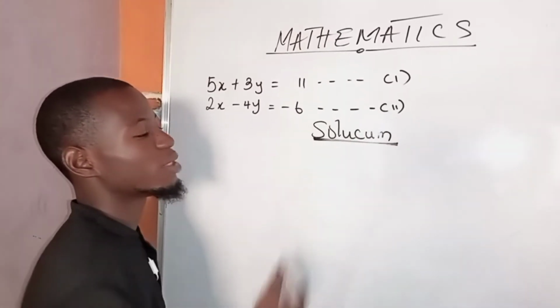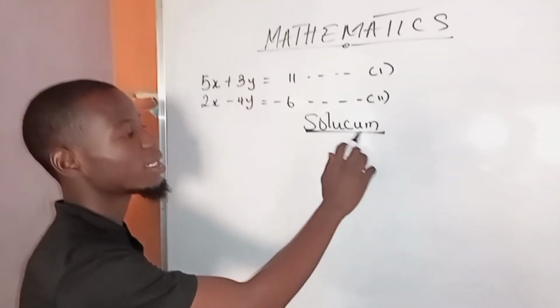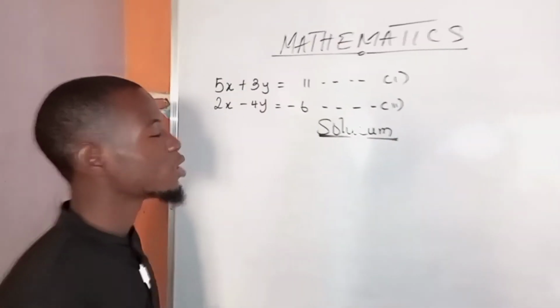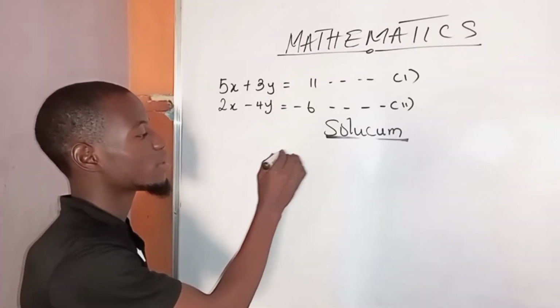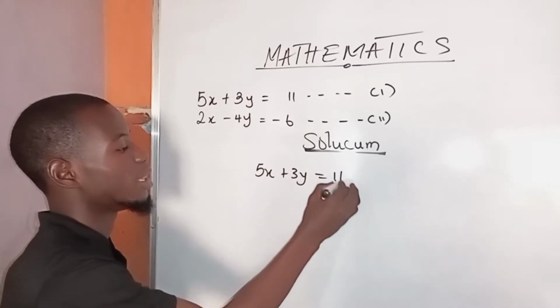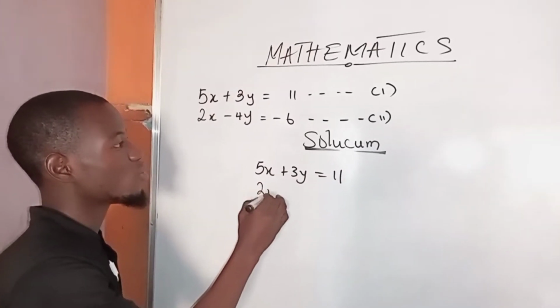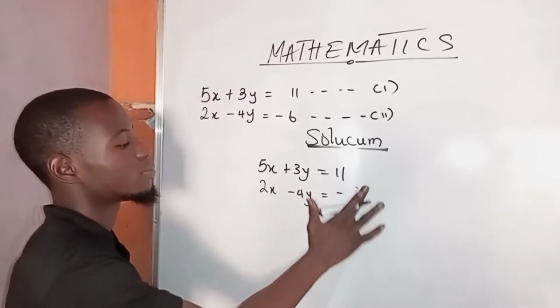For those people that don't know the meaning of SOLUCUM, SOLUCUM means solve out lucid composite question using mathematics. So how do we deal with this? The first thing you're going to do is to rewrite your question to be 5x plus 3y equals to 11. And the second one to be 2x minus 4y equals to minus 6.